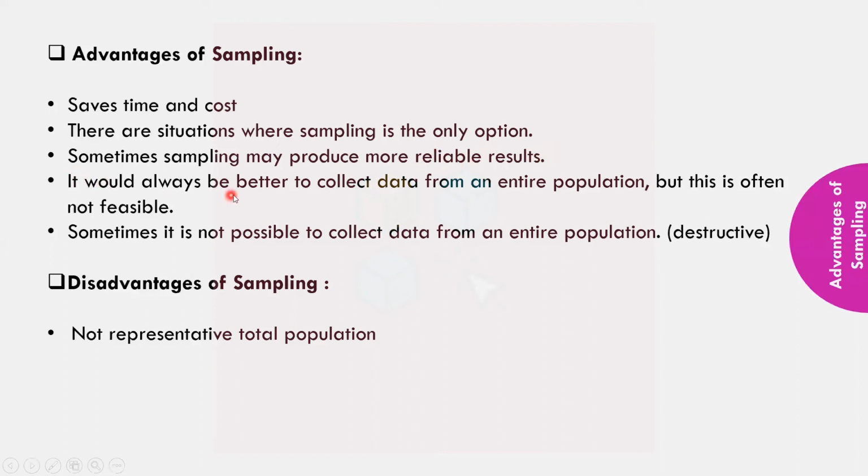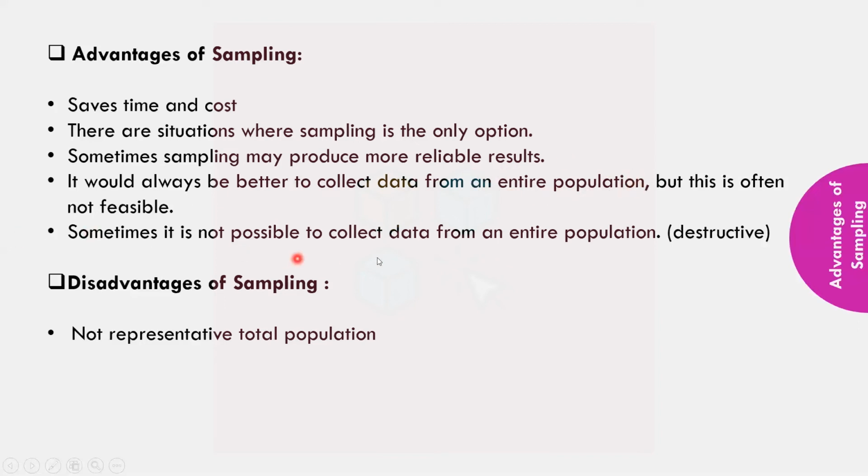It would always be better to collect data from the entire population, but this is often not feasible. Feasibility means if you reduce the time, the effort, the cost, and you increase the reliability, the accuracy, the precision, then feasibility occurs. It is always good to get the information from the whole population, but a whole population study is not feasible.